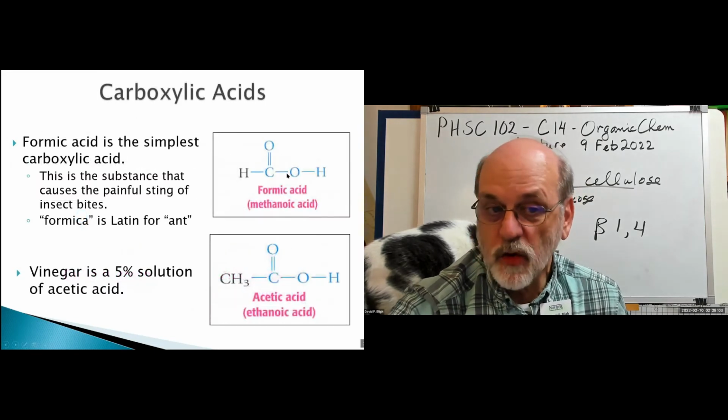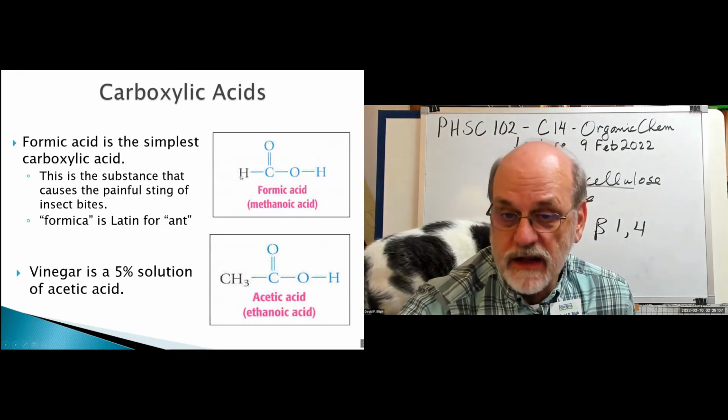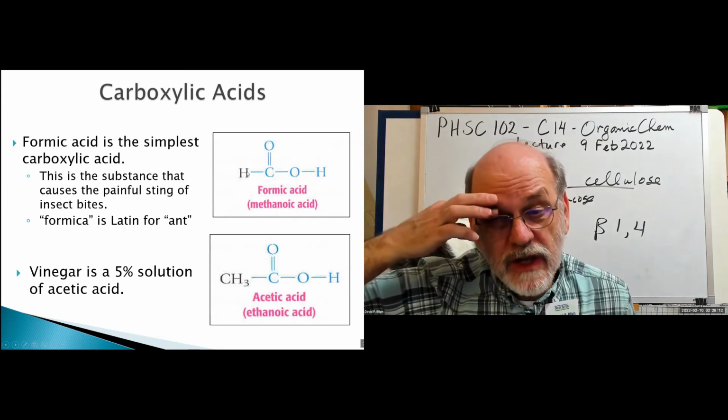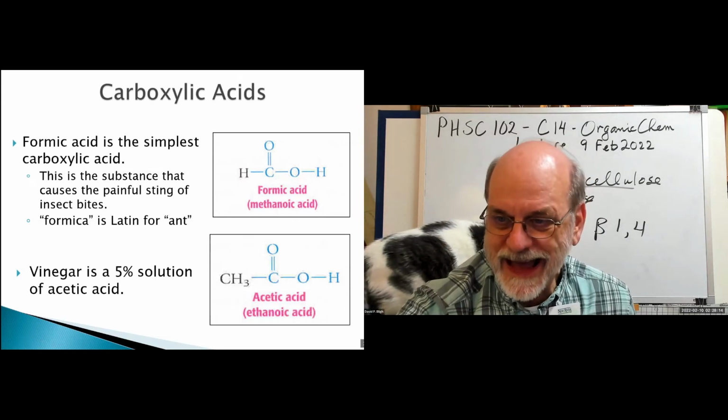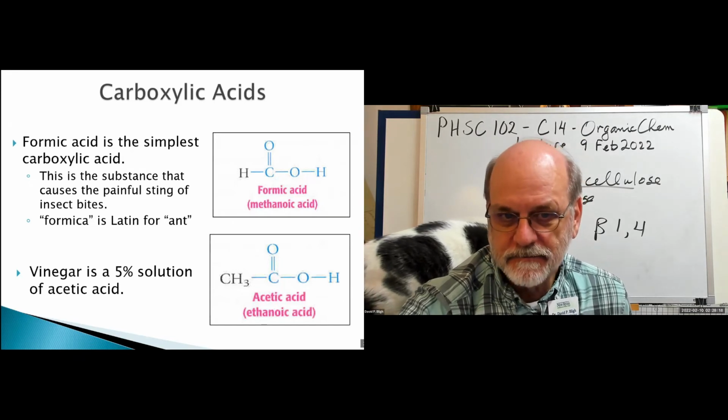Okay, so the simplest carboxylic acid, actually, instead of another carbon out here, just has a hydrogen. Just stick a hydrogen on the end out there, and you get the simplest, formic acid, or the systematic name would be methanoic acid.